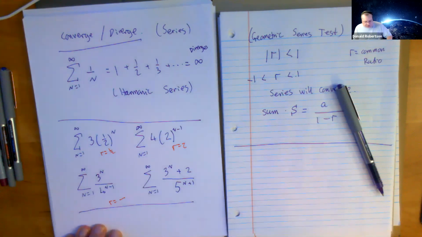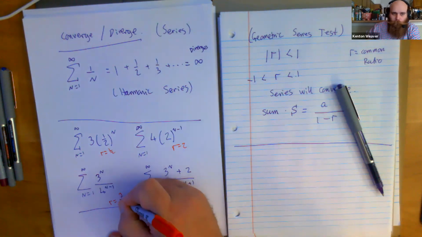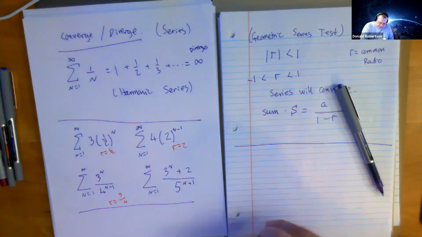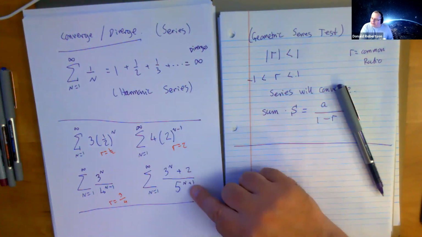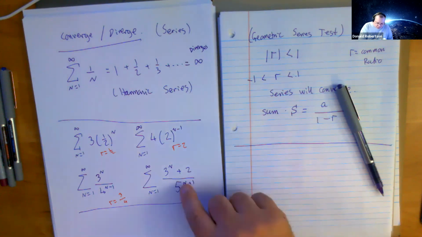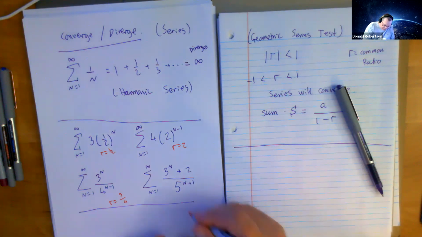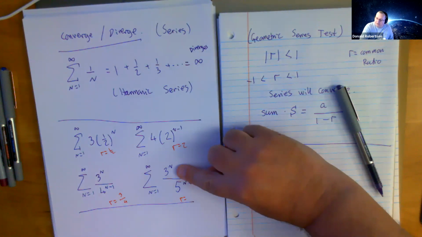What fraction is the R value in this third one? 3/4. I know this one has a 2, but we can argue that the 2 is not that important in the long run, because that thing in the bottom will kill it, right? It'll be so negligible it won't matter after a while. In this last one, I can't tell you what the sum is, but I can at least tell you whether it's going to converge or not. In this question here, what fraction will R be?